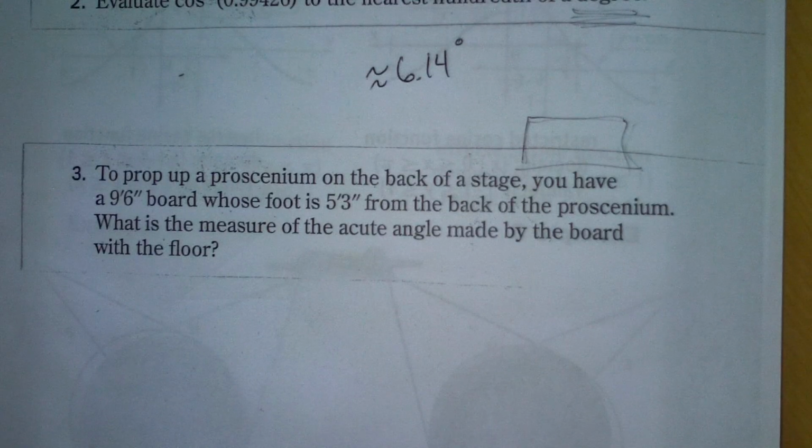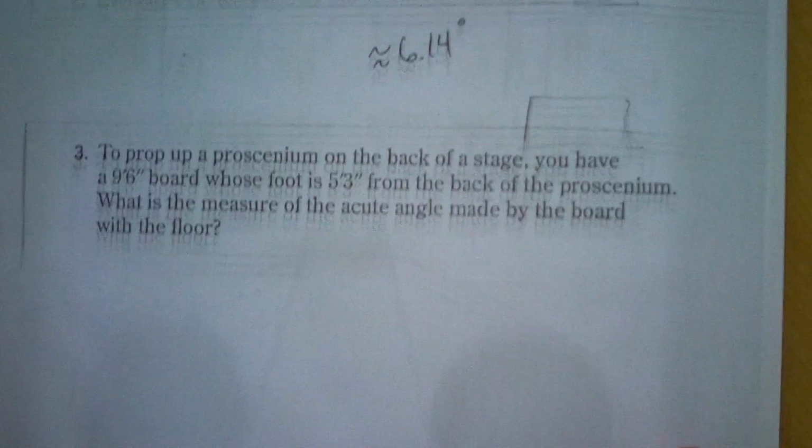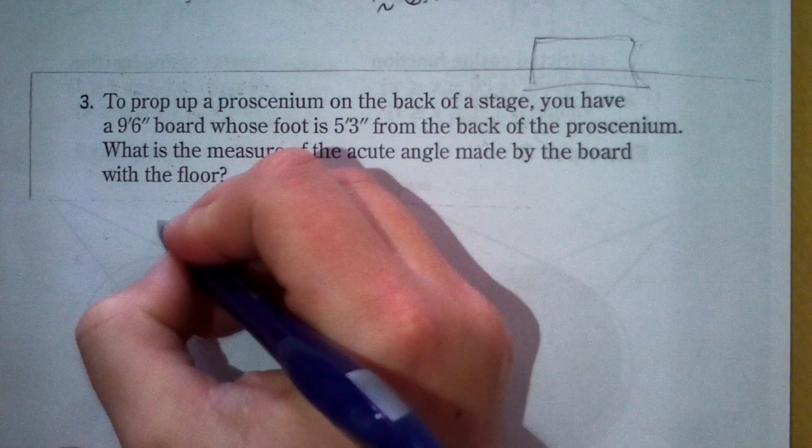From the back of whatever this thing is, what's the measure of the acute angle made by the board and the floor? So I assume that's that angle there we're looking for. And again, on these, we're assuming that if this is some wall of some kind, the wall's built correctly and it's at a 90.